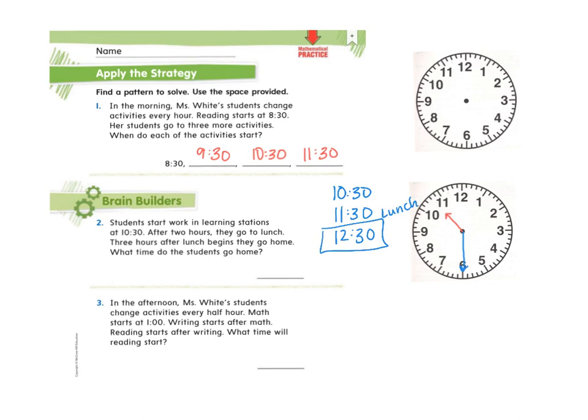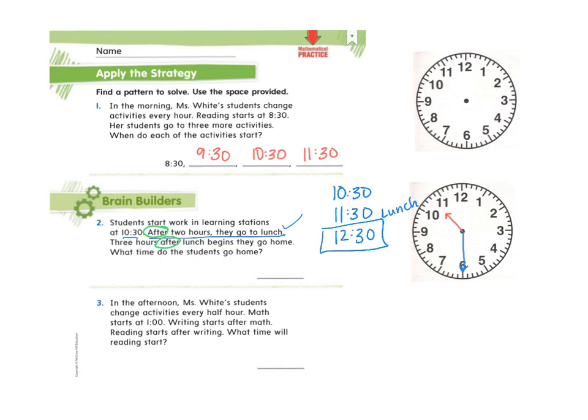So it says they started at 10:30. After 2 hours, they go to lunch. Check. Did it. 3 hours after lunch, they go home. So I also want us to pay attention to this word after. After implies that we are adding time, that we're adding to our current time. We're going forward in time. Whereas the word before would mean that we're going backward in time.